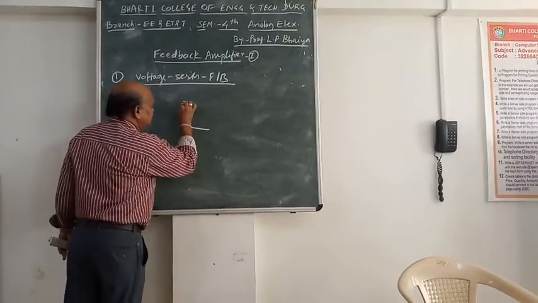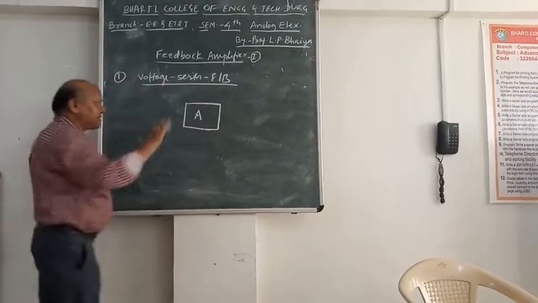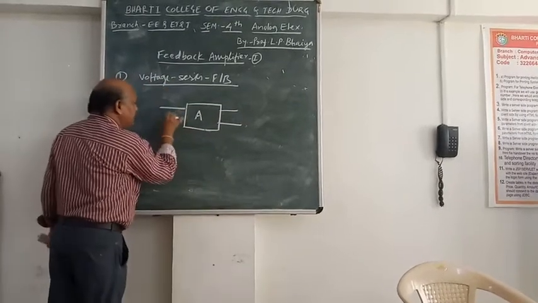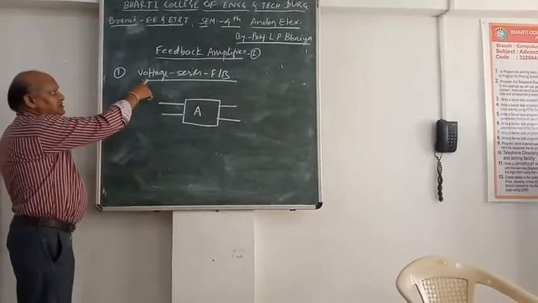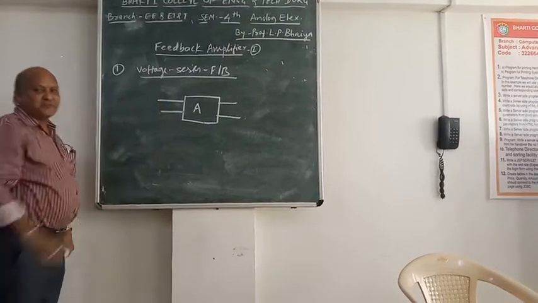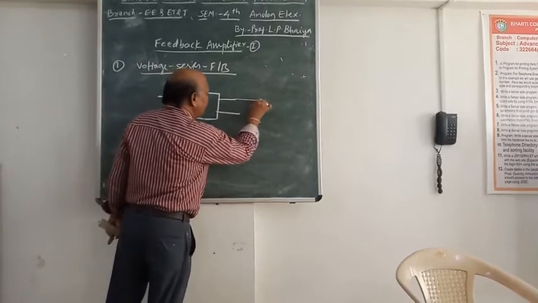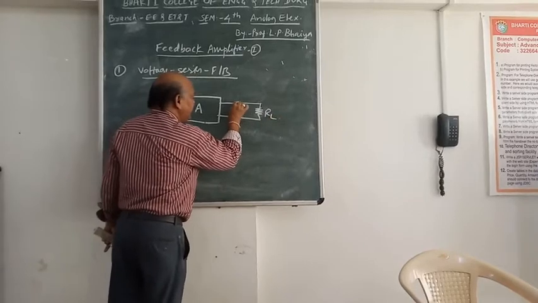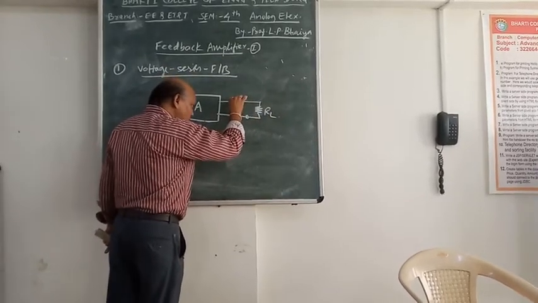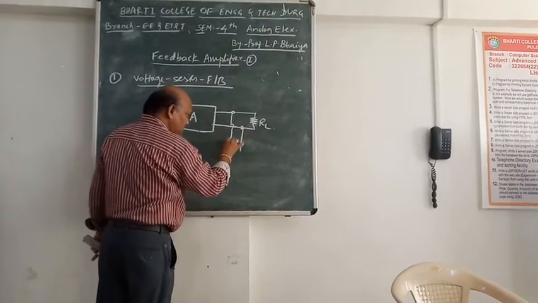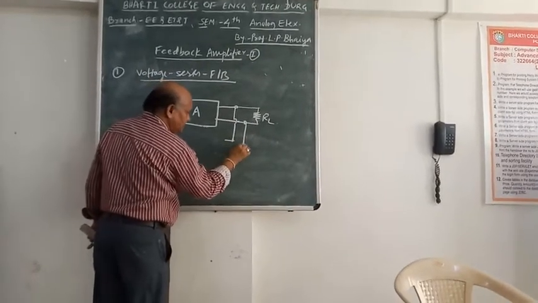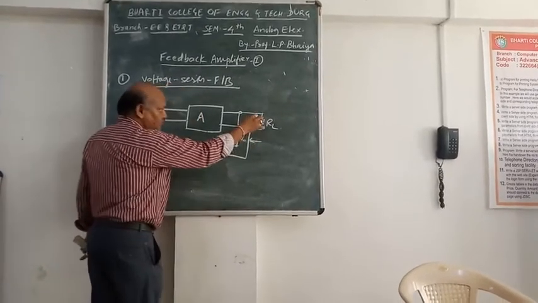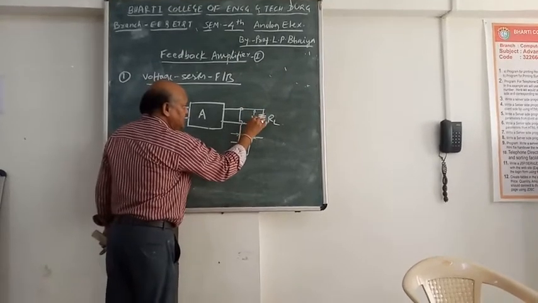Let us say this is the block of the open loop amplifier having a gain A. These are the output connections here, and this is the input connection here. Now this is voltage, that means the output is sampled as a voltage. For sampling of the voltage, we connect the load resistance RL at the output and take these two points. Across this load resistance you will get the output V0.